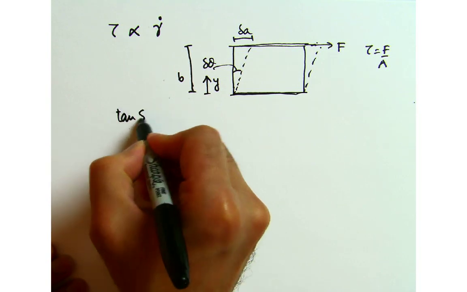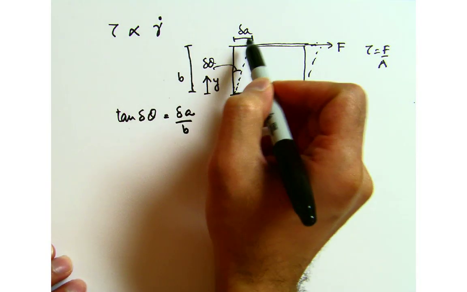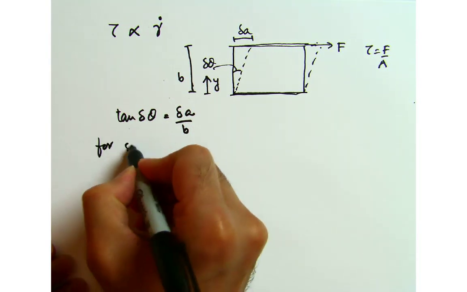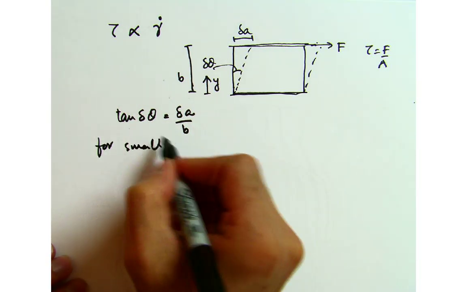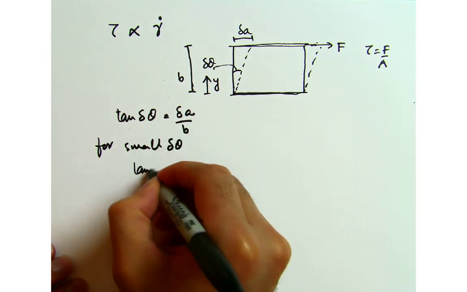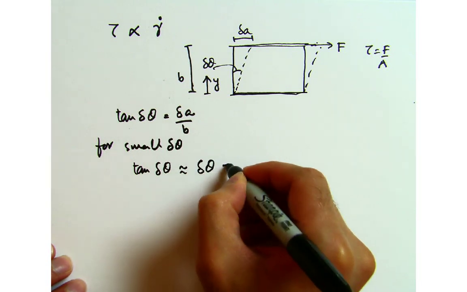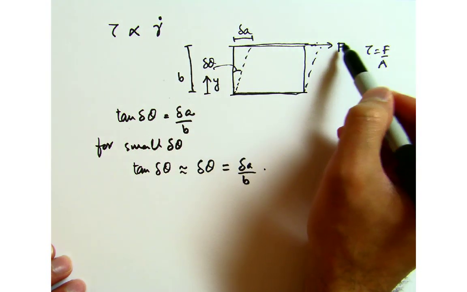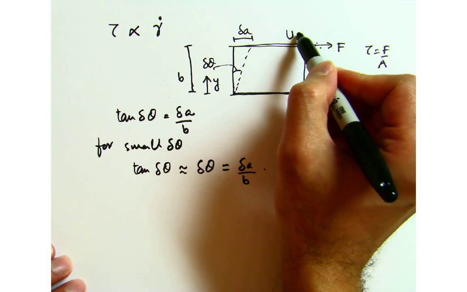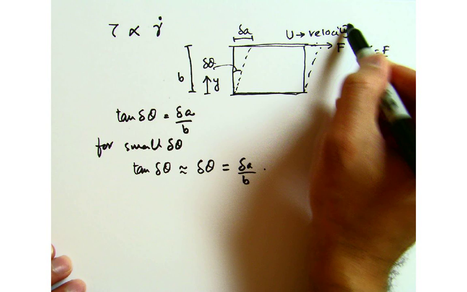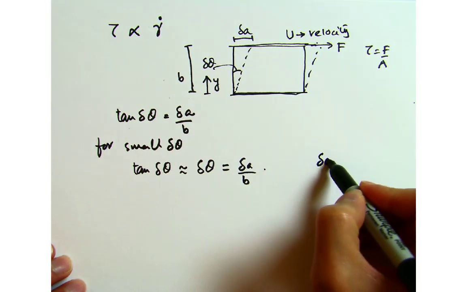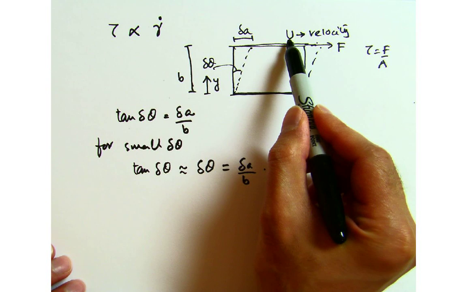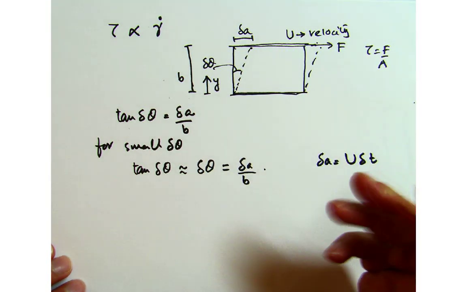What I do know is that tangent delta theta equals delta A over b. This is just a trig identity. And for small thetas, and we are looking at a very small time interval, for small delta theta, tangent delta theta is approximately equal to delta theta, which equals delta A over b. As we are applying this force F, the top plate starts moving with some velocity u. So u is the velocity of the top plate. We can also find this distance delta A, which equals u times delta t. The distance that this point travels from here to here equals the velocity multiplied by the amount of time, represented by delta t.